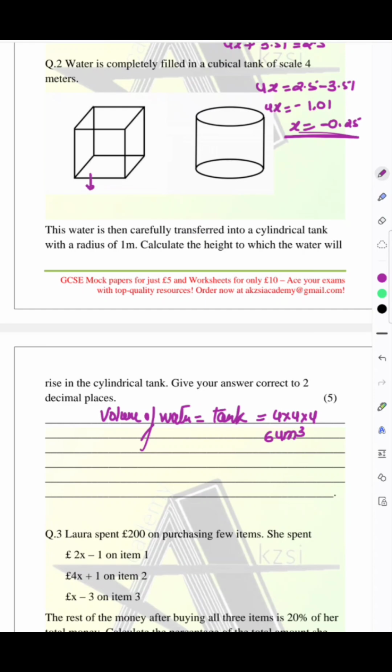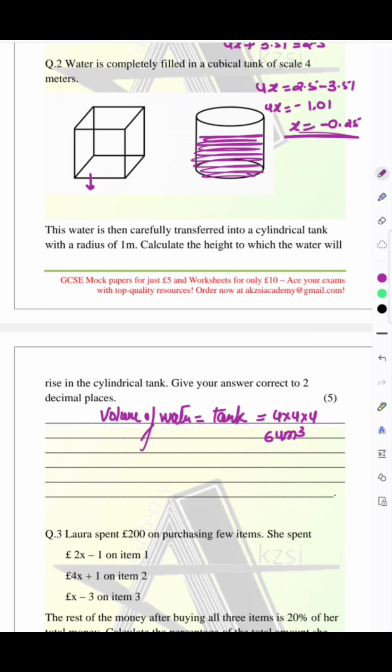Now this whole water is then transferred to this cylinder. Still it holds the same volume. If we have calculated that the volume of this water is 64 meters cubed, that means when you fill the same water, it will still be 64. So you have filled the 64 meters cubed of water in this cylinder.